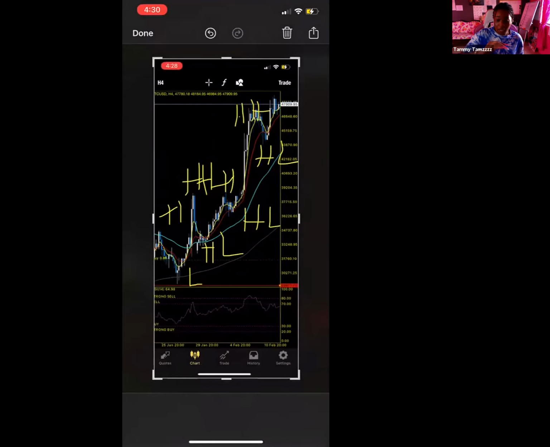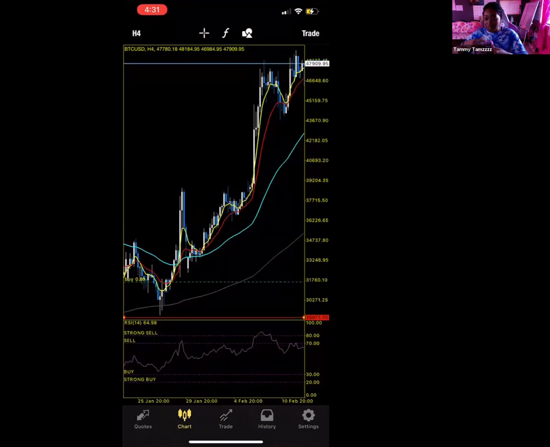So now you understand a trend. That's how you know trends, you guys. When price is making higher lows and higher highs, it's an uptrend. When it's making lower lows and lower highs, that's a downtrend.